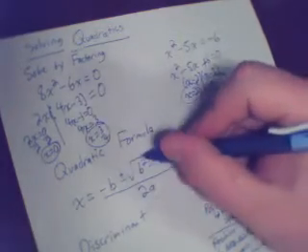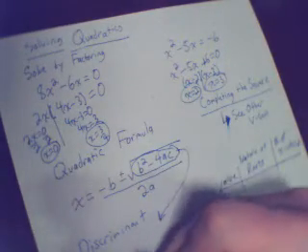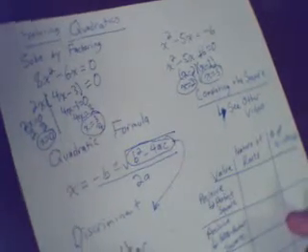Speaking of the discriminant, there it is. That's the discriminant. Okay, don't forget it's not the square root. It's just b squared minus 4ac. That number will tell you about the nature of the roots based on what it comes out.